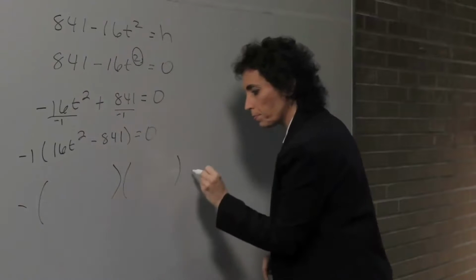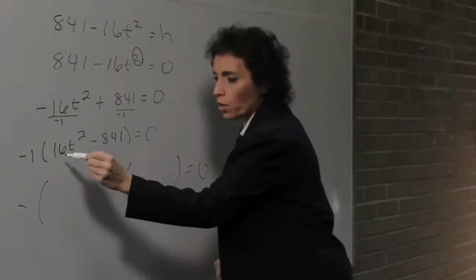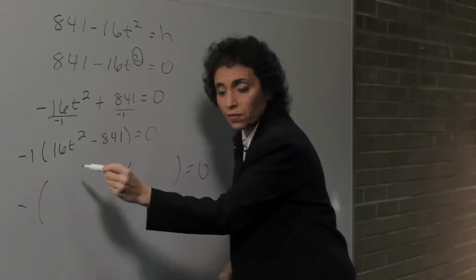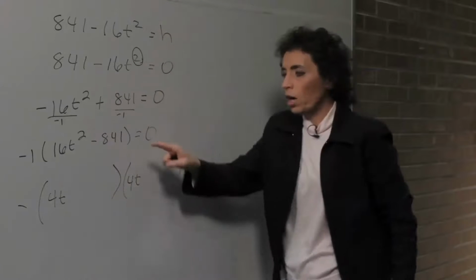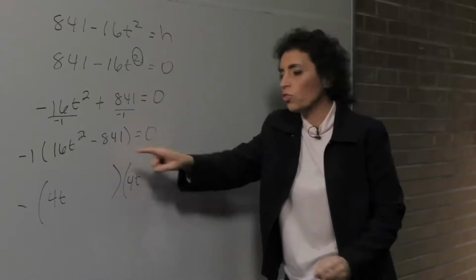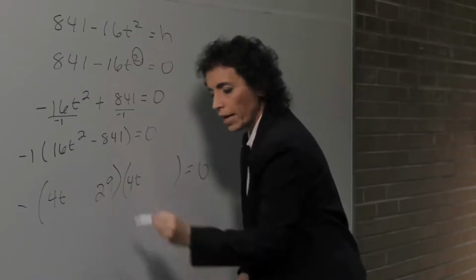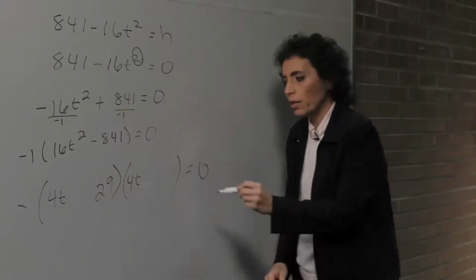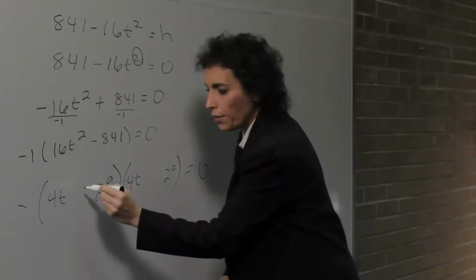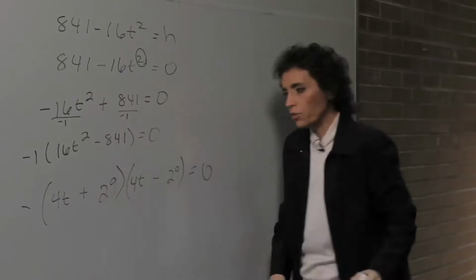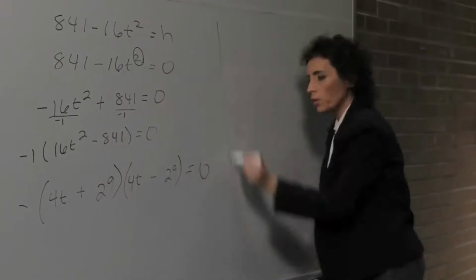Here we go. So we have the square root of 16 squared. What times itself is 16t squared? That's 4t and 4t. What times itself is 841? That was 29. My handy-dandy calculator told me that. And one's plus and one's minus. Okay? So now, what do we have to do?